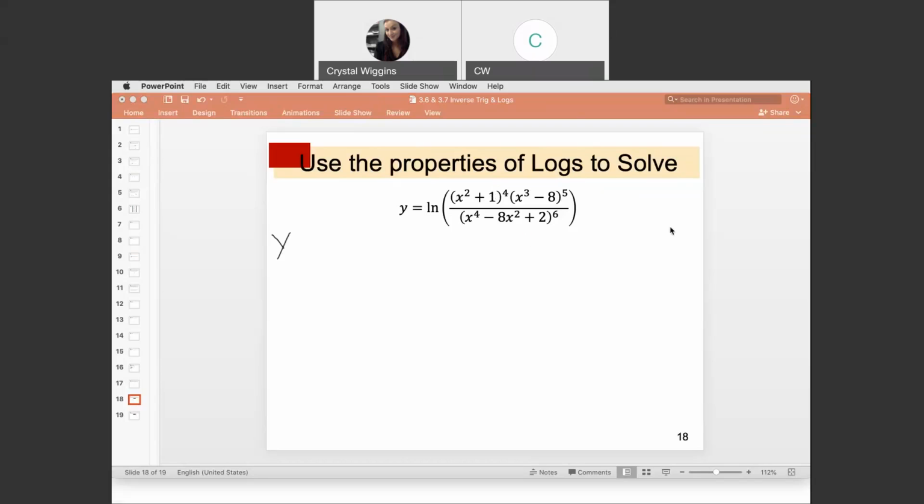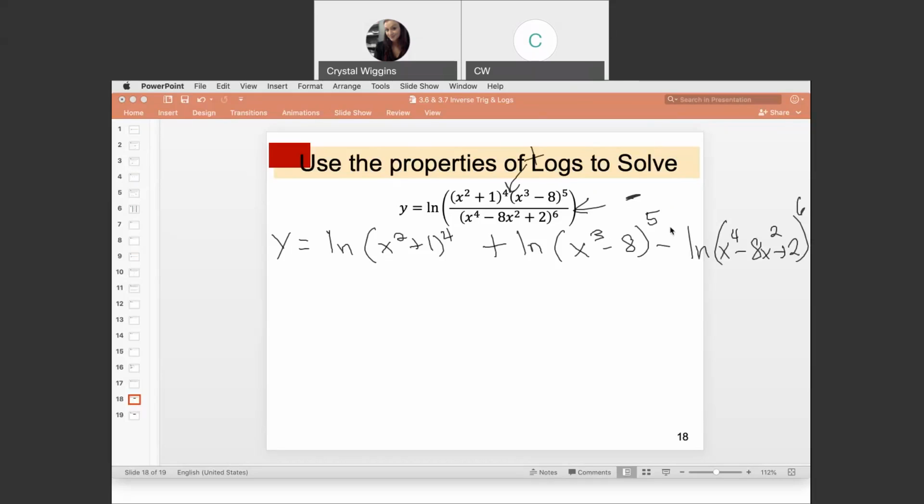So I'm just rewriting y equals ln of (x squared plus 1) to the 4th power, plus, because of this product, there's a plus, ln of (x cubed minus 8) to the 5th power. Now we have a division, which is going to be a subtraction, minus ln of (x to the 4th minus 8x squared plus 2) raised to the 6th power. Now I have 3 separate terms, meaning I can take the derivative of each term separately. That's already made my life a ton easier.